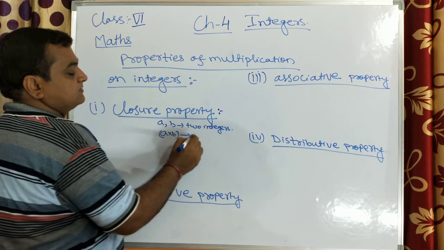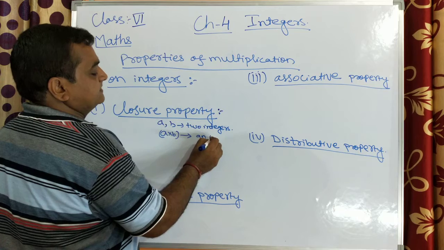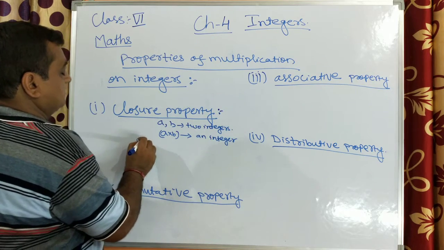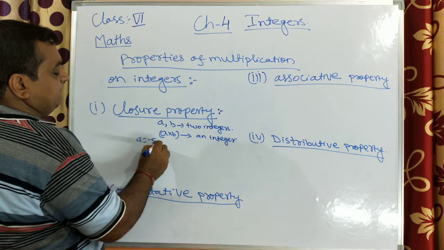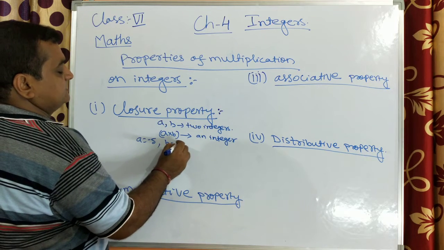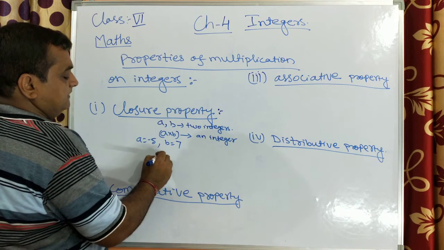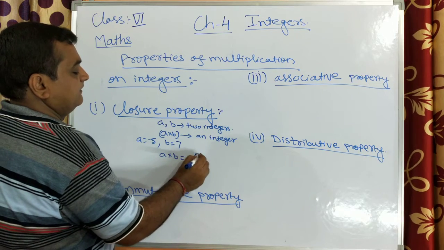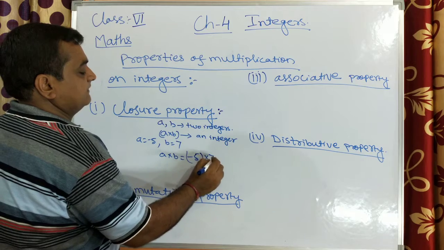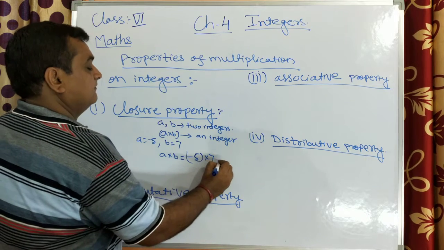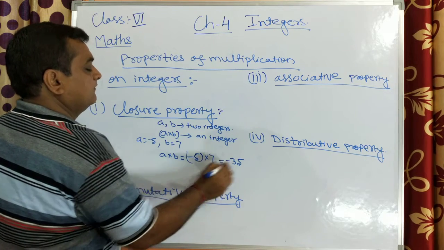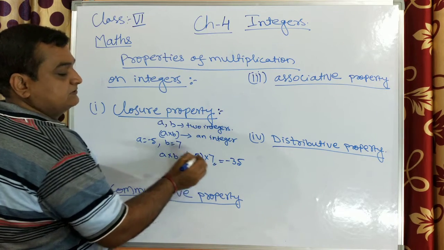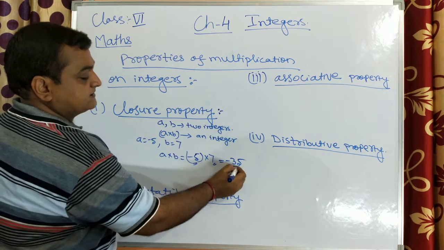For example, let a equals -5 and b equals 7. Okay, a into b, so -5 into 7 is -35. We know -5 is an integer, 7 is an integer, and the product -35 is also an integer.